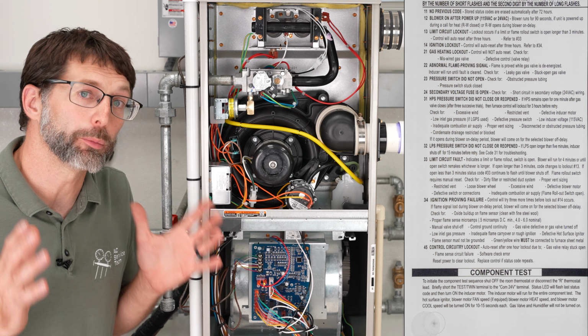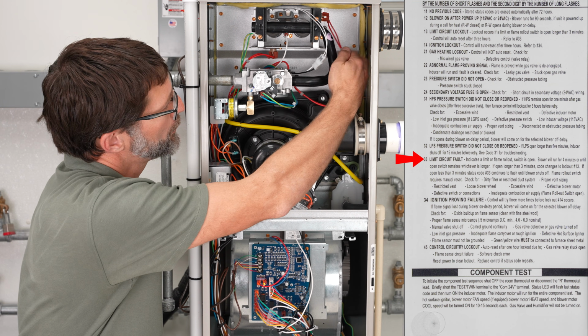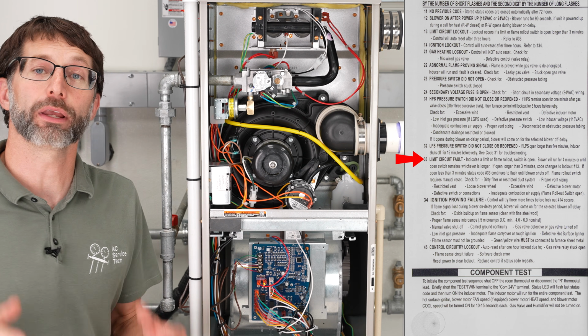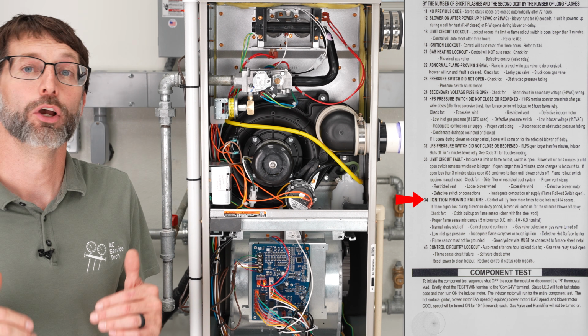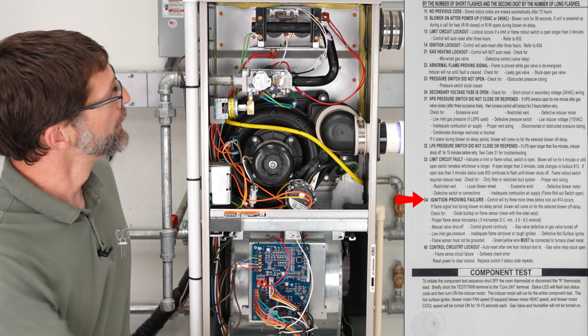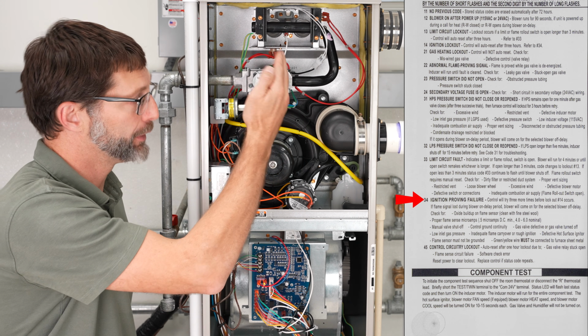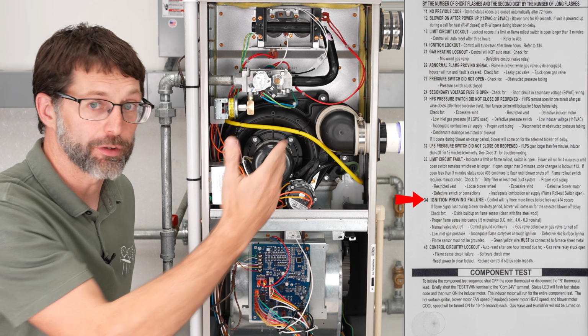So we've already covered number 33, which is the limit circuit fault right here with the flame rollout switch and the thermal limit switch. And then we have number 34, which is the ignition proving failure, which occurs basically up here, and the control board is sensing for the flame due to the flame rectification process. So we've already covered that.